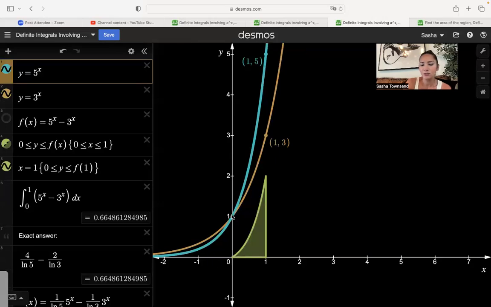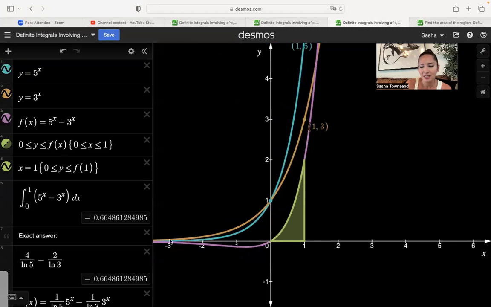The functions are equal to each other at x equals 0. So we get a 1 minus 1, which is 0 there. And at x equals 1, we get a 5 minus a 3, which is a 2. And for all of those x values in between, we're just taking the difference between those y values to get these y values. Now, if I want to graph the function 5 to the x minus 3 to the x, I can. And we see that that function is actually negative to the left of 0 because our 5 to the x graph is actually larger than the 3 to the x graph.